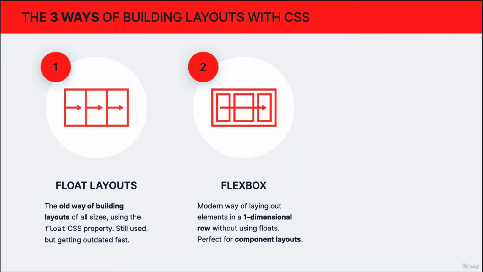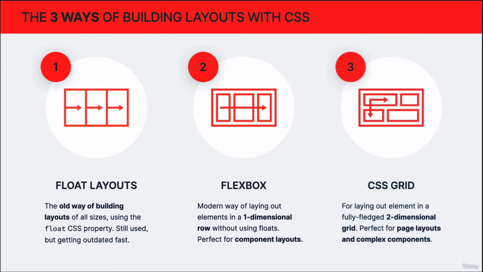Then the other modern way of laying out elements is CSS Grid. With CSS Grid, we can actually build complete 2-dimensional layouts, which is perfect for big page layouts and also more complex components like the one that we saw in the last slide. So Flexbox and CSS Grid have completely revolutionized the way in which we build layouts in CSS right now. And so we will spend most of the course learning them and using them in our big website project later.